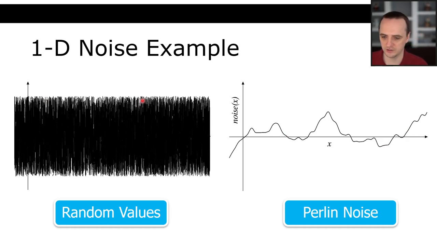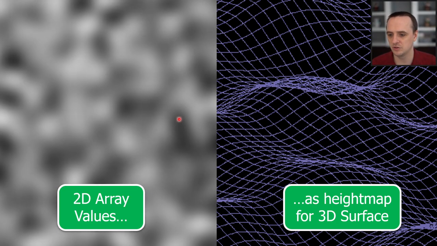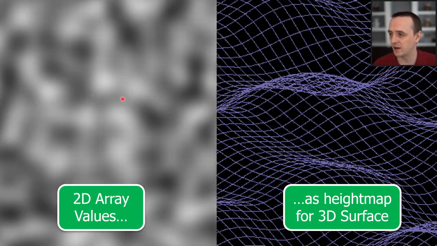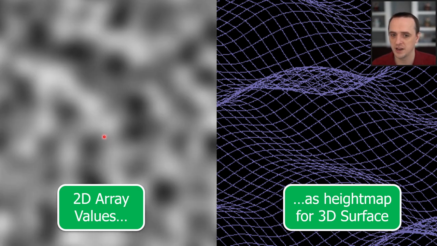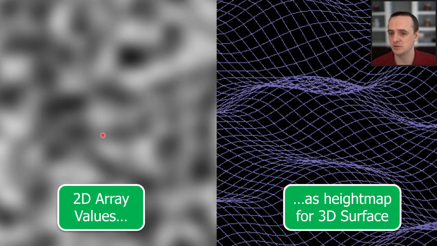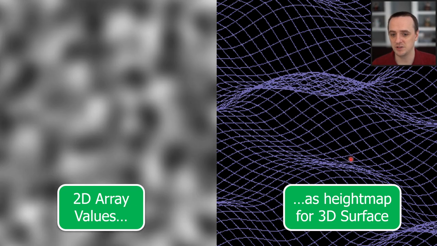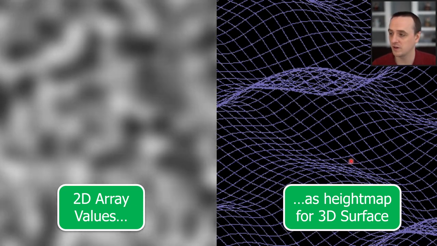So Perlin noise, its output can be used. We could have a 2D array of values, all right? So this could be used for a texture. It could be used for an animation. It could be used for a bunch of different things. It could be used as a height map for a 3D surface.